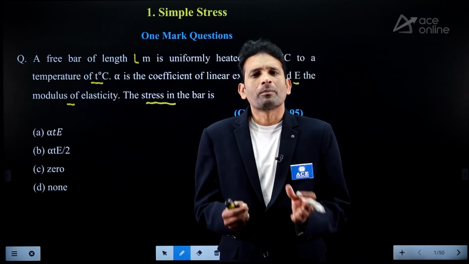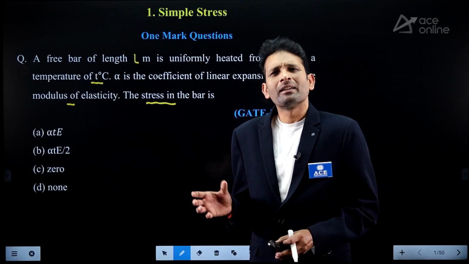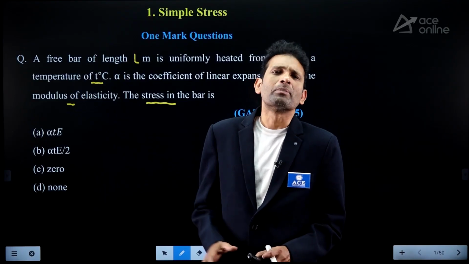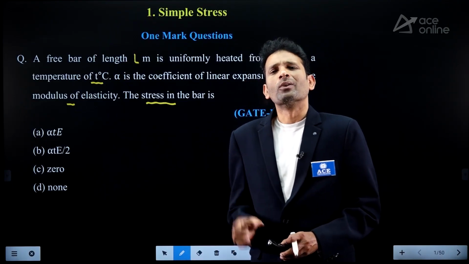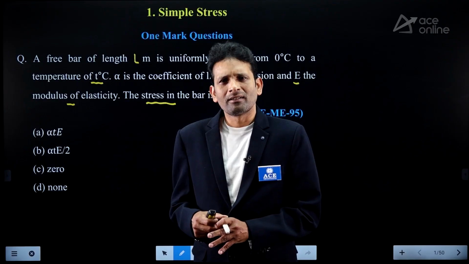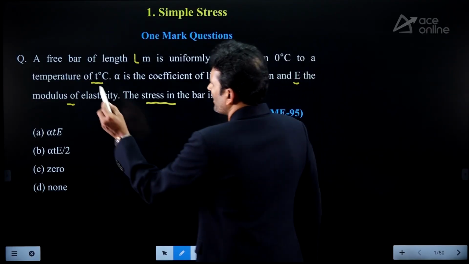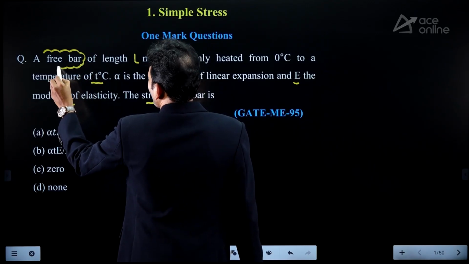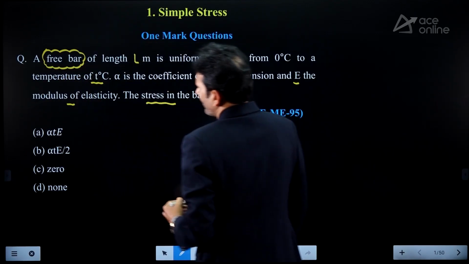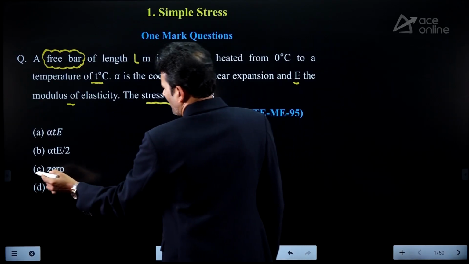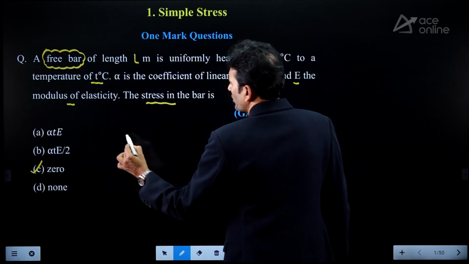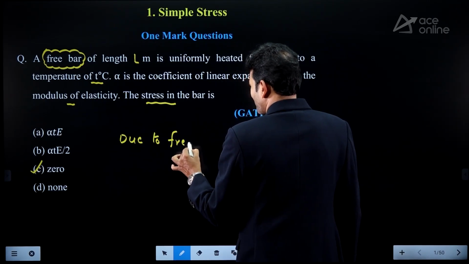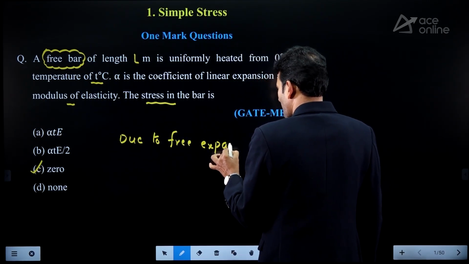Now, whenever we are providing the temperature changes, definitely the member is experiencing the strain. But when that strain is prevented, either completely or partially, then only the member is experiencing the temperature stress. But here, it is clearly mentioned, it's a free bar. That means there is no resistance against the thermal expansion. When there is no resistance against the thermal expansion, then stress will be equal to 0. Obviously, due to free expansion. Clearly mentioned, the bar is a free bar.